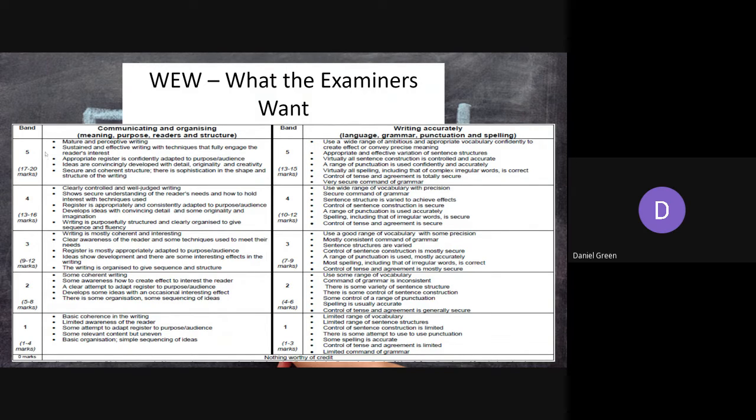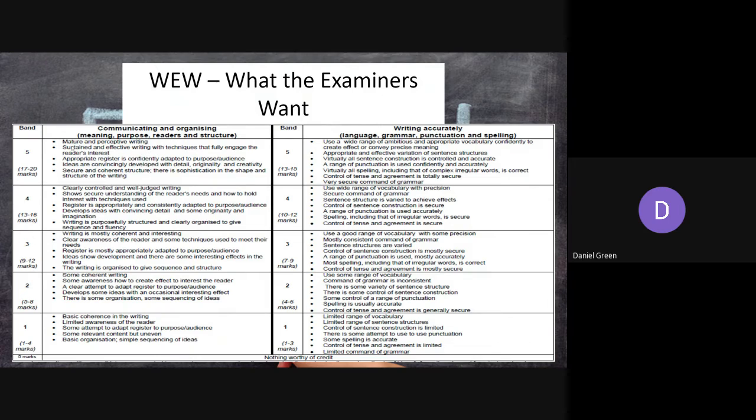Okay, so first of all, in content, this is worth the most marks. It's worth 20 marks. That doesn't mean you neglect accuracy. That is just as important, if not more important in the grand scheme of things. If they can't read what you're saying, there's no point in having amazing content.